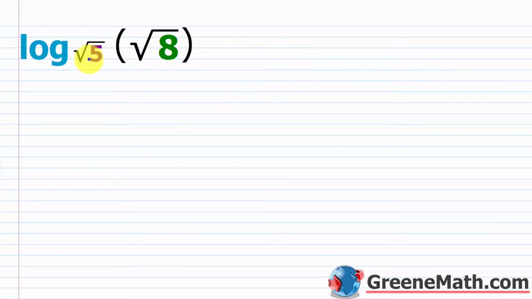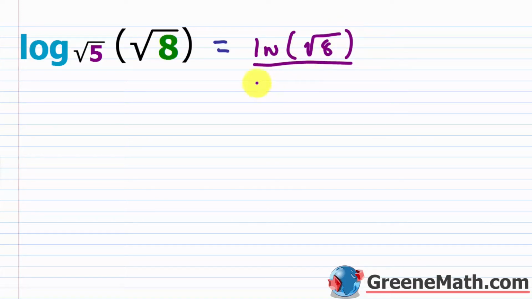All right, let's look at another one. So we have log base square root of 5 of square root of 8. So again, all I'm going to do, this looks kind of hard, but it's really the same thing. You just punch it into a calculator. And I'm going to use the natural logarithm. So I'm going to go the natural log of, again, this argument here, so square root of 8. And then over, you're going to have the natural log of, again, square root of 5.